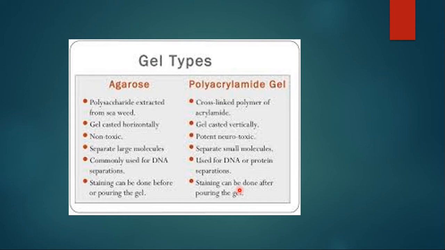So now at the end of this session, we have learned about the two types of gel electrophoresis. One is agarose gel electrophoresis and the other is polyacrylamide gel electrophoresis. I hope you all understood well. Thank you.